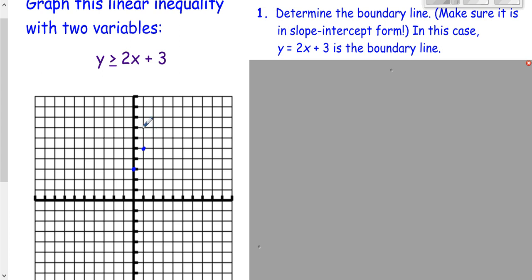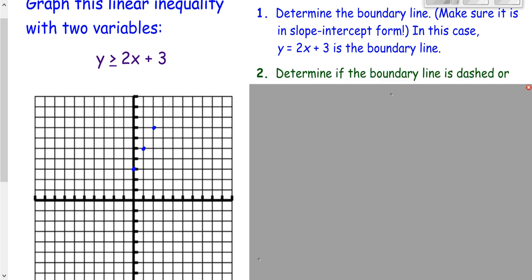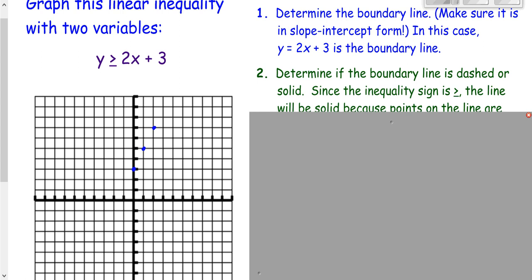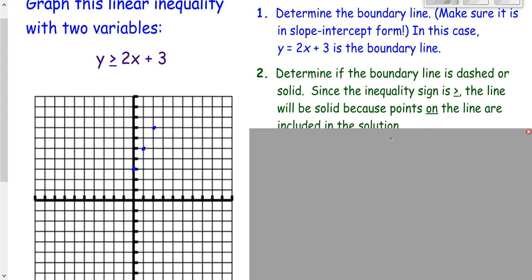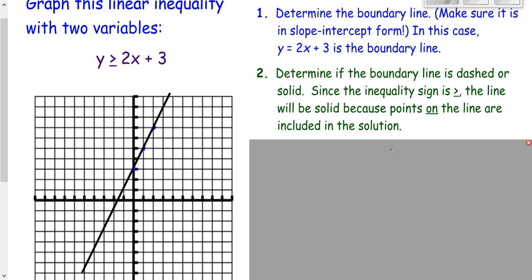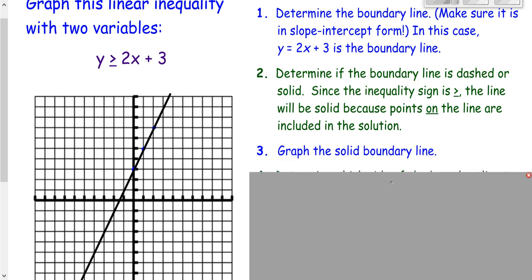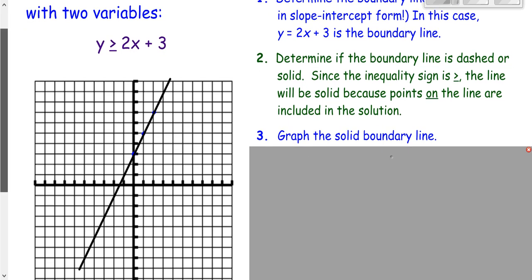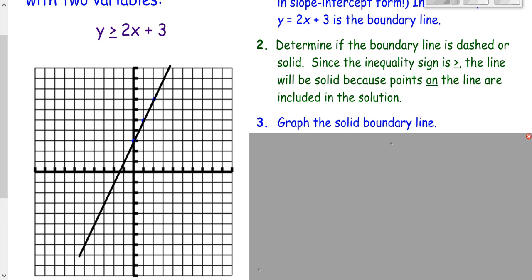And then I will graph my line, but my second step before I graph my line is to determine if the boundary line is dashed or solid. Since the inequality sign is greater than or equal to, the line will be solid because points on the line are included in the solution. So we are going to have a solid line. Third, we're going to graph the solid boundary line. So I've just done that, and if you need to pause the video to catch up, please do that for yourself as well.